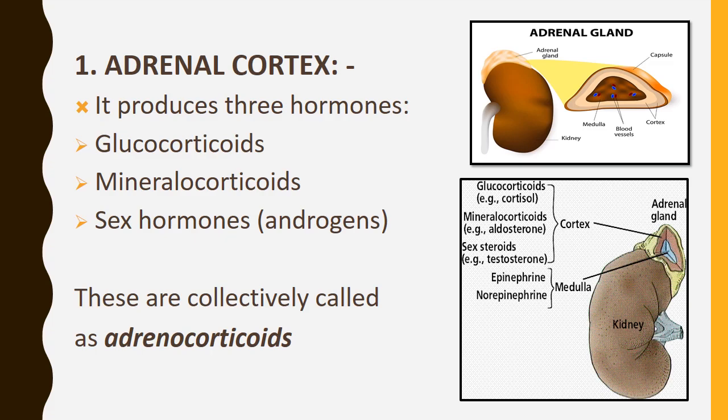Now we'll see the parts of the adrenal gland, that is the cortex and medulla. First, the adrenal cortex, the core part, meaning the outer side of the adrenal gland. It produces three hormones. Which three? Glucocorticoids, mineralocorticoids, and sex hormones, that is the androgens. These are collectively called the adrenocorticoids.